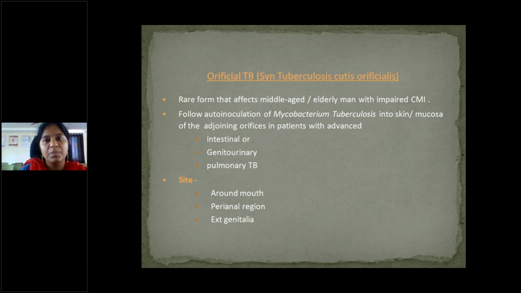And next, coming to orificial tuberculosis, it is a rare form that affects middle-aged to elderly men with impaired cell-mediated immunity. Here there will be auto-inoculation by the patient, of mycobacterium into the skin or mucosa of the adjoining orifice. If the patient has advanced intestinal, genitourinary or pulmonary TB, then inoculation may happen at the orificial area, and the sites are around the mouth, perianal region, and external genitalia.